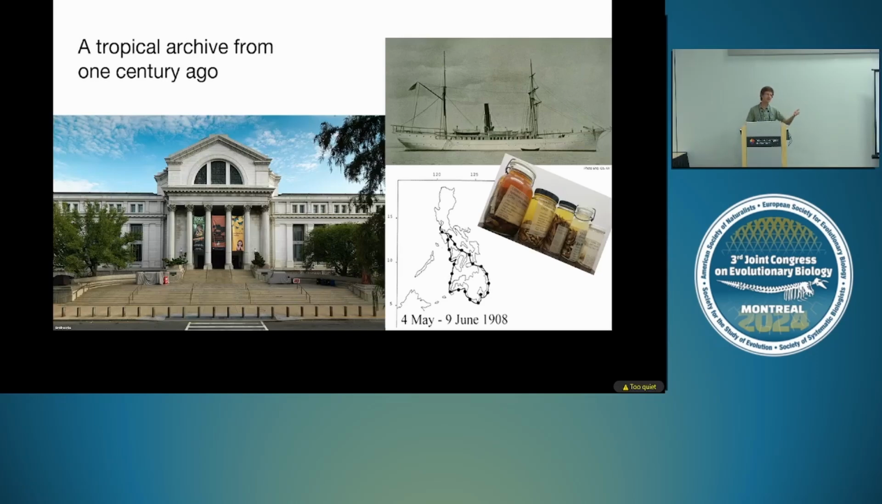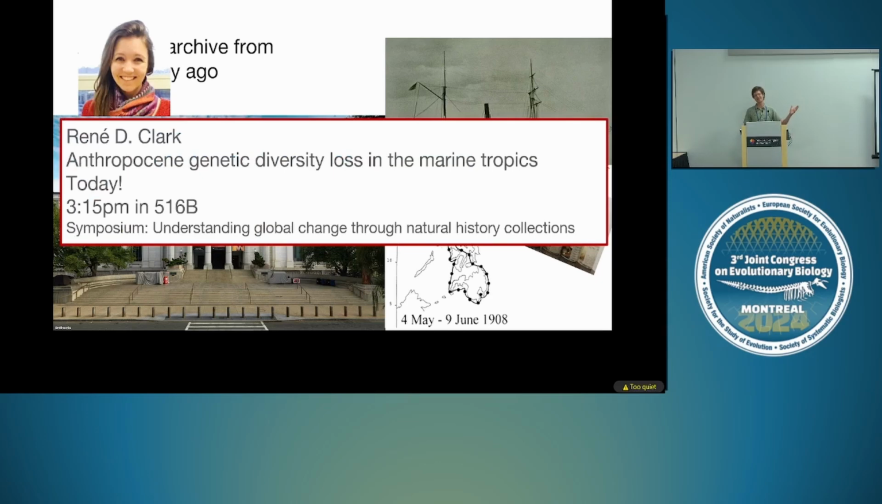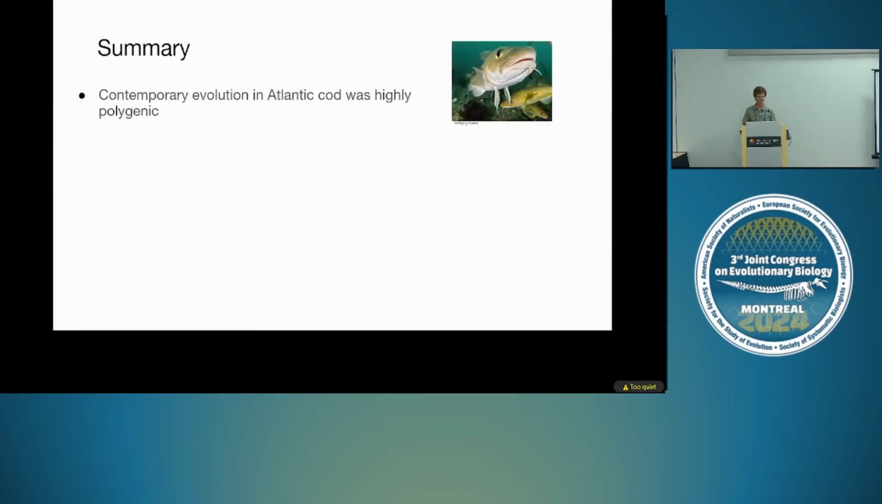As I end, I also want to mention that we're continuing similar research, not just on single species, but actually across dozens of coastal marine fishes, all collected from the same location in the early 1900s. This was a collection made by the research vessel Albatross. Samples have been stored effectively in high-proof rum for the last century at the Smithsonian. If you want to hear more about some of the results coming out of that, go listen to Renee Clark's talk. It starts in just 15 minutes in room 516B, Anthropocene Genetic Diversity Loss in the Marine Tropics.